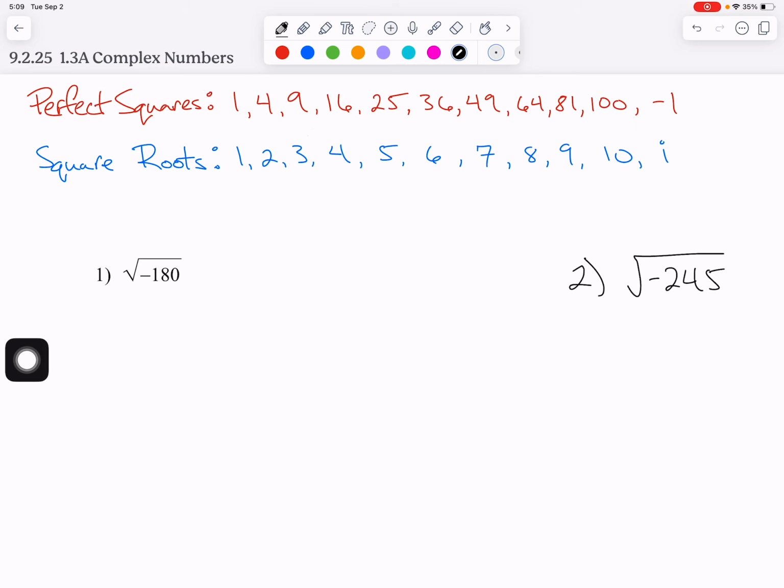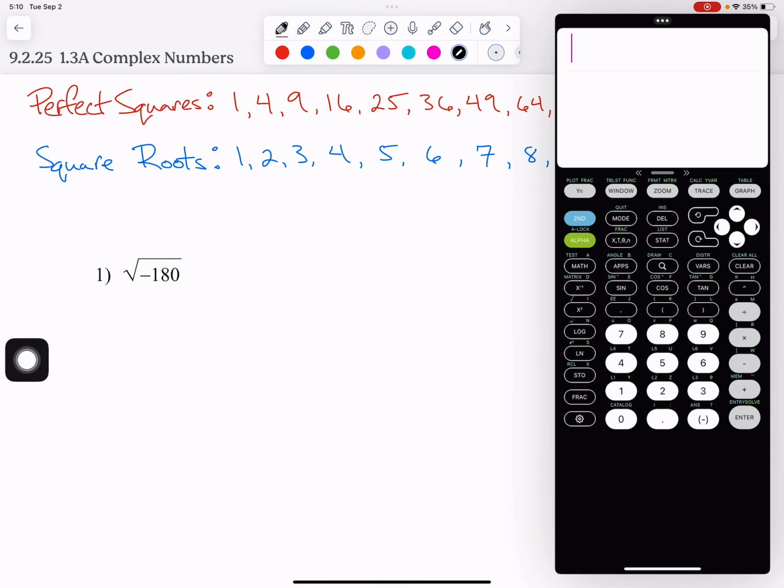All right, so our goal here for number one, we have the square root of -180. Well, 180 is not a perfect square. So what we need to do is find the greatest perfect square that goes into 180. All right, well, 100's not going to work. 81 would be 162 if doubled. 64 times 3 is 192. 49, not going to work.